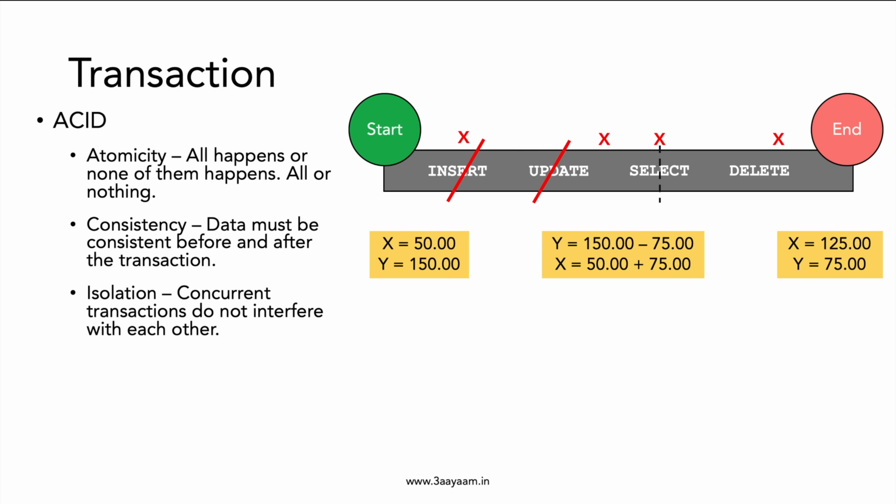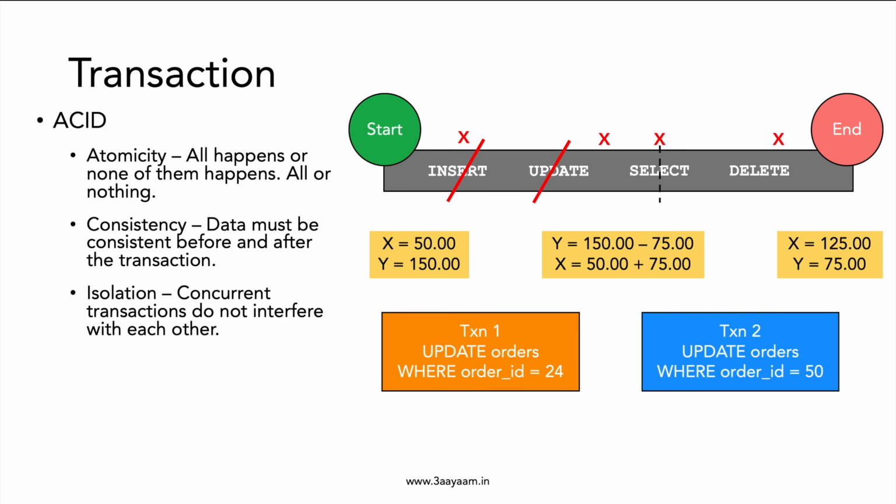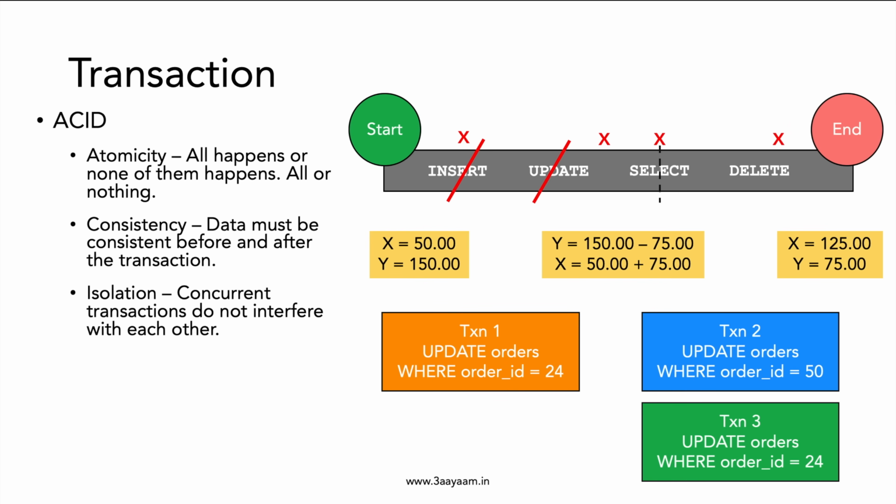The next thing is isolation. So let's say you have multiple concurrent transactions. What would happen is that those concurrent transactions will not interfere with each other. Let me give you an example. Let's say you have transaction 1, which is updating the orders table where order ID equals some value. Then you have another transaction which is updating the orders table where order ID equals 50. And then another transaction comes in, which is updating the same orders table, but order ID is 24. Now if you see, this order ID is the same as this one, but as that transaction has not been completed, this transaction will not happen, it will wait.